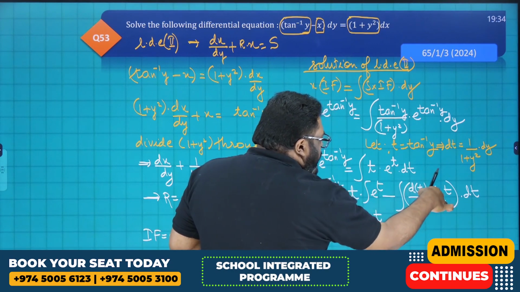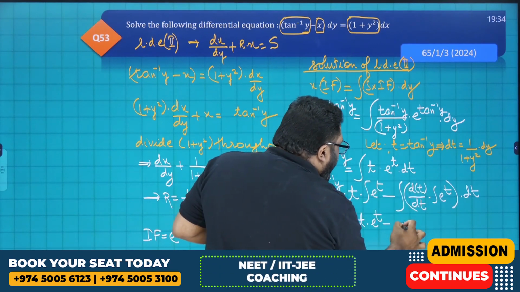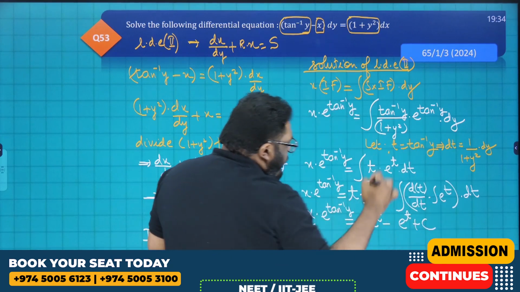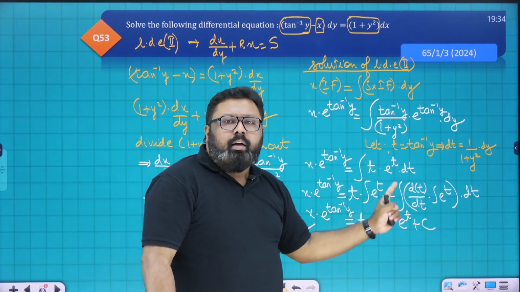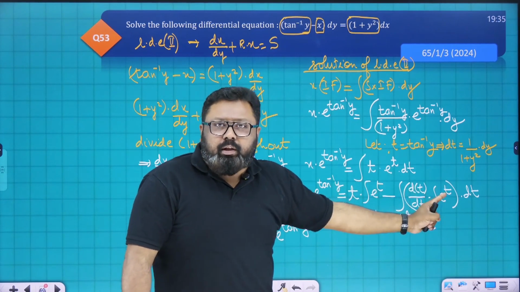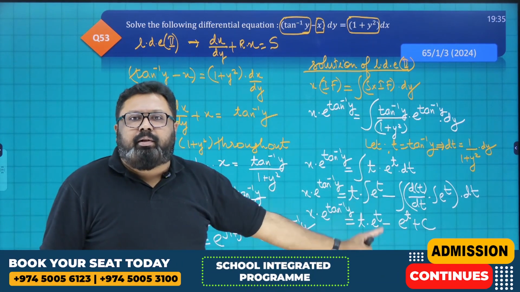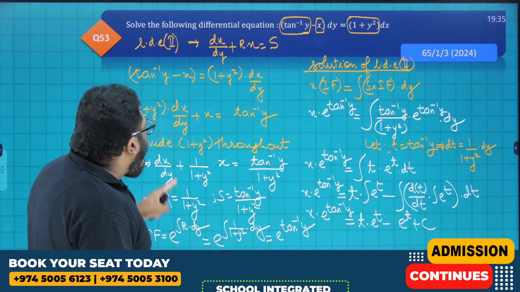Integral of e raised to t is e raised to t. Again, integral of e raised to t, e raised to t plus c. Yes? You've done this already. That's why derivative of t is 1. Integral of e raised to t is e raised to t. Again, integral of e raised to t becomes again e raised to t. Now put back t, my dears.